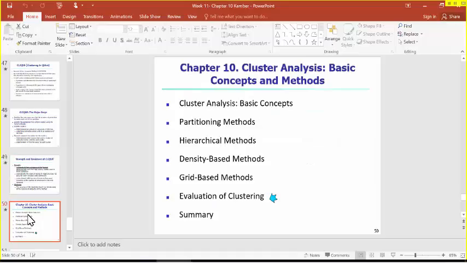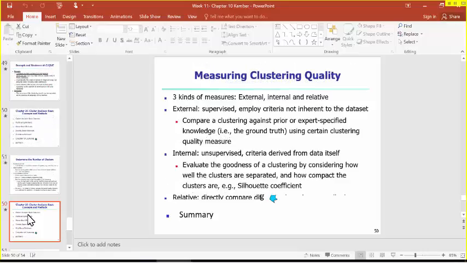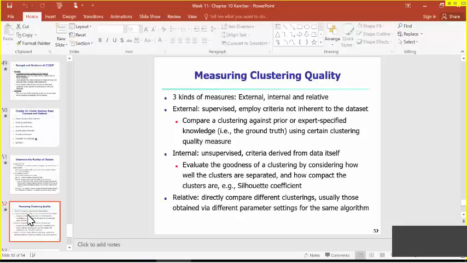Okay, so the last topic for this week is about the evaluation of clustering, and we can measure clustering quality. There are three kinds of measures: external, internal, and relative measures. An external measure is supervised, which means that we employ criteria which are not inherent to the data set, and we compare a clustering against prior or expert-specified knowledge.